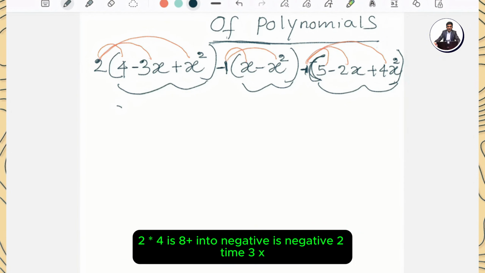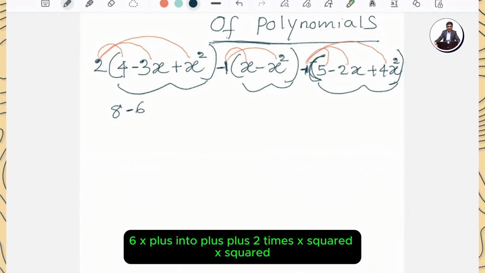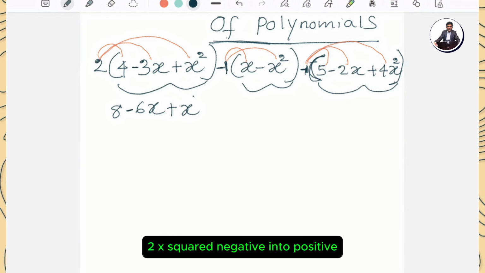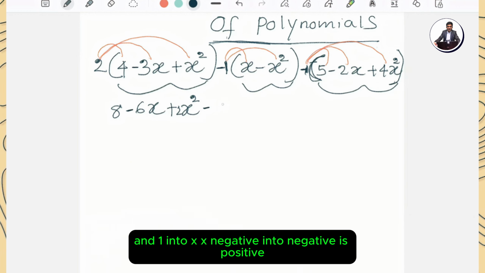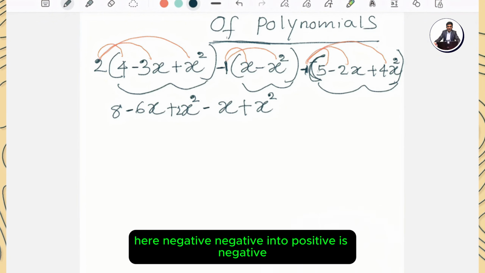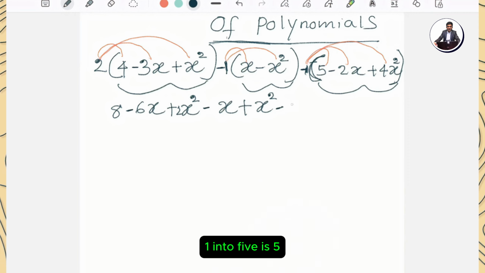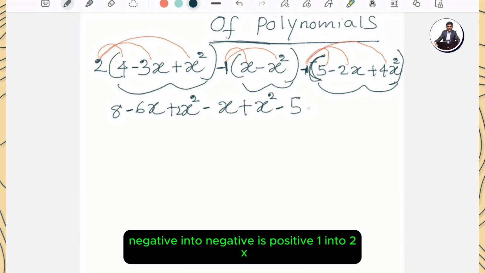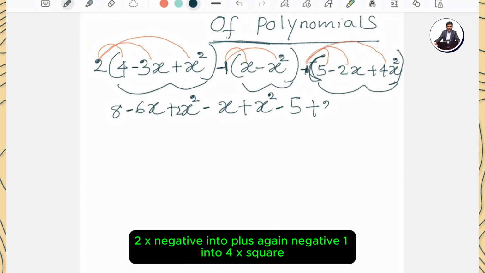2 times 4 is 8. Plus into negative is negative. 2 times 3x is 6x. Plus into plus, 2 times x squared is 2x squared. Negative into positive, again negative, and 1 into x. Negative into negative is positive, 1 into x squared, here negative into positive is negative, 1 into 5 is 5. Negative into negative is positive, 1 into 2x. Negative into plus, again negative, 1 into 4x squared.